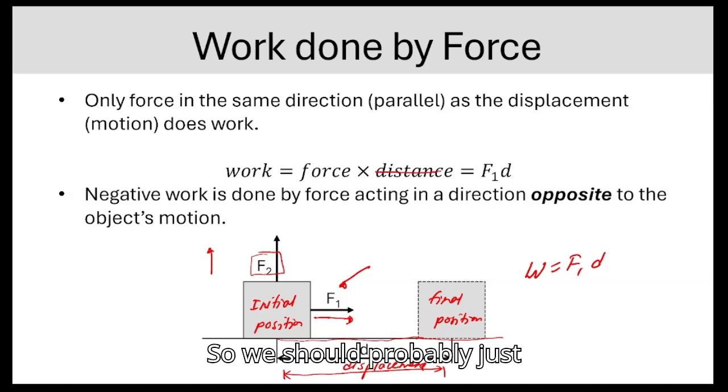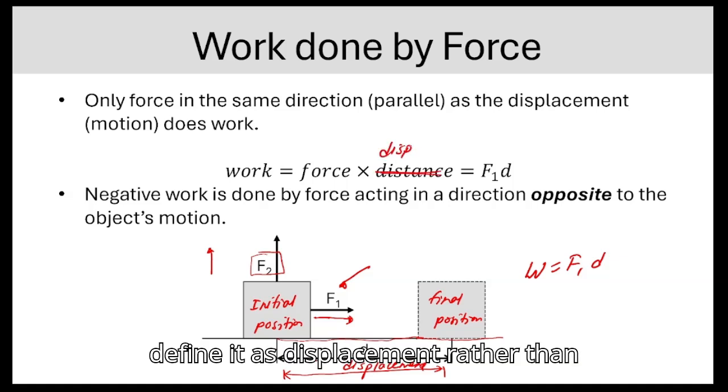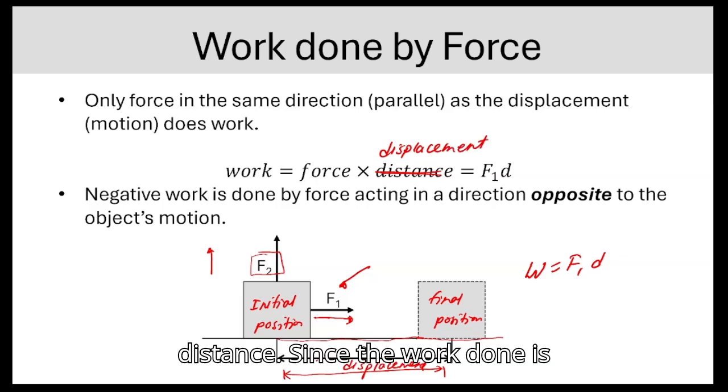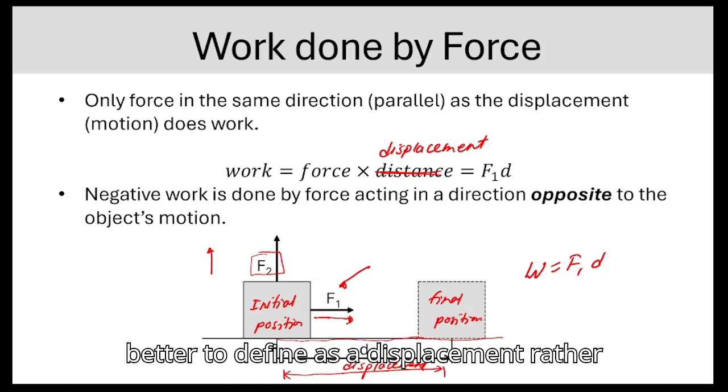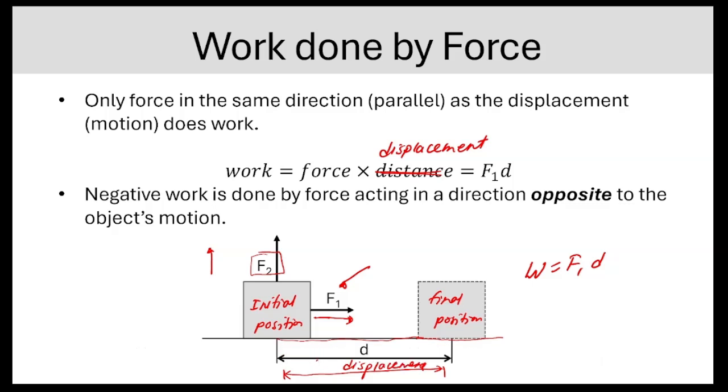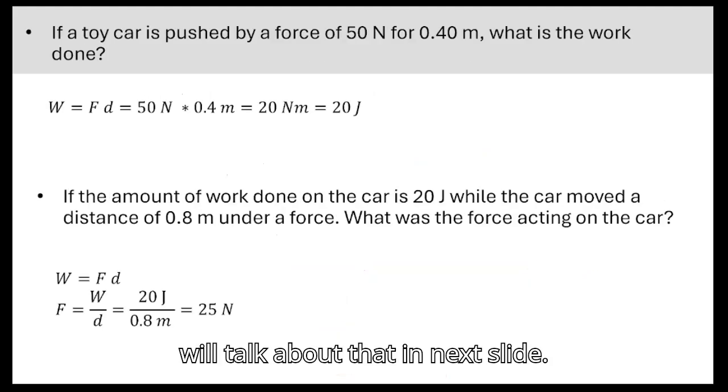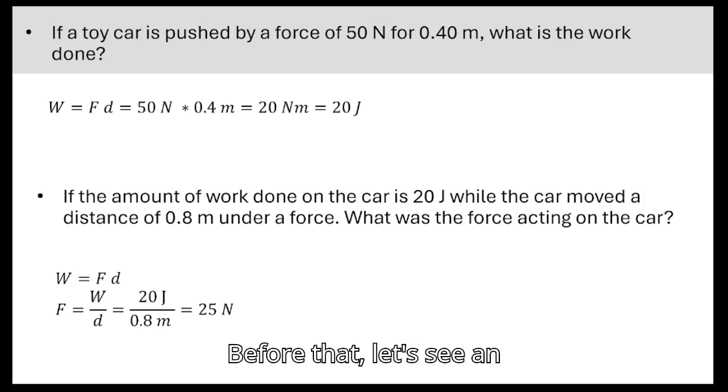We should define it as displacement rather than distance, since work done is a vector quantity. It's better to define it as displacement rather than distance. And one more thing is that work done can be positive as well as negative. We will talk about that in the next slide. Before that, let's see an example.